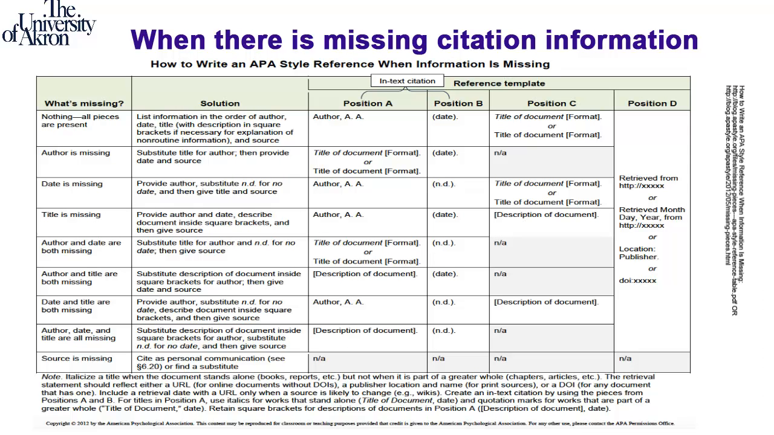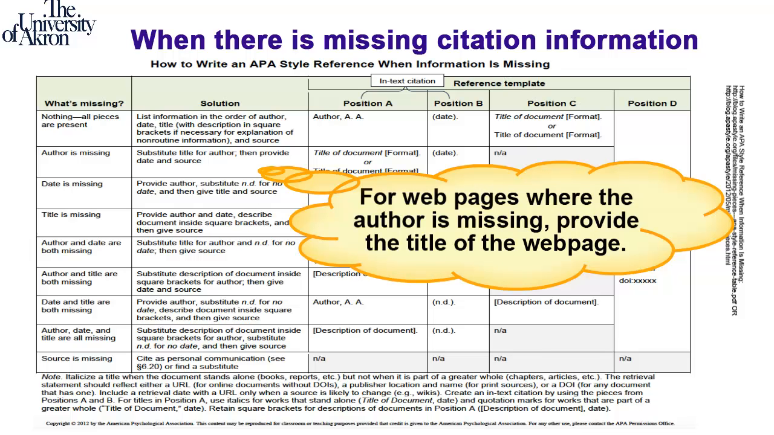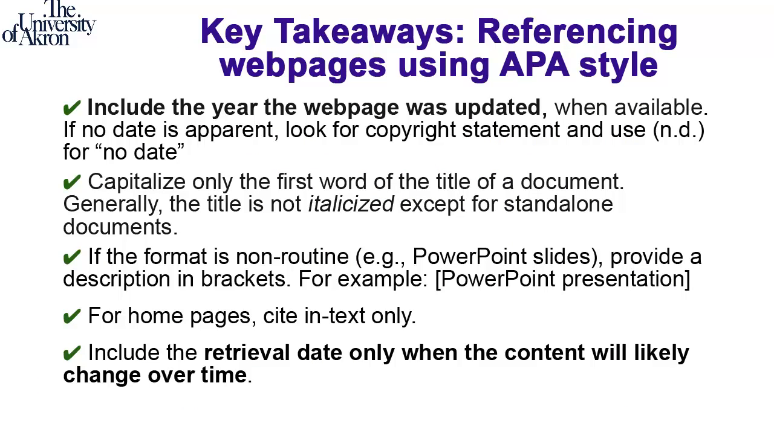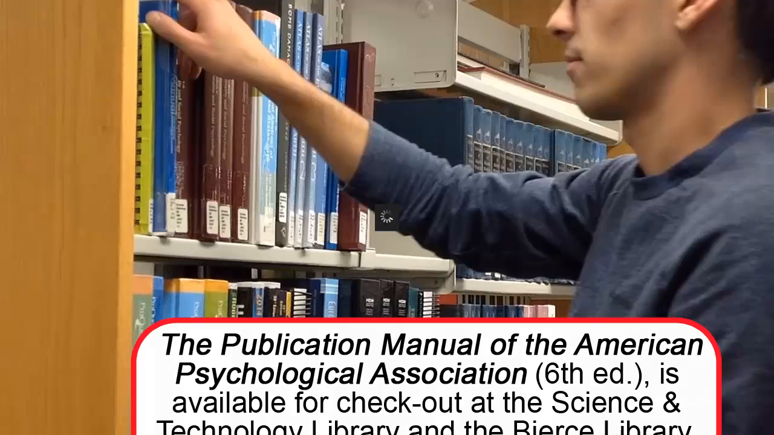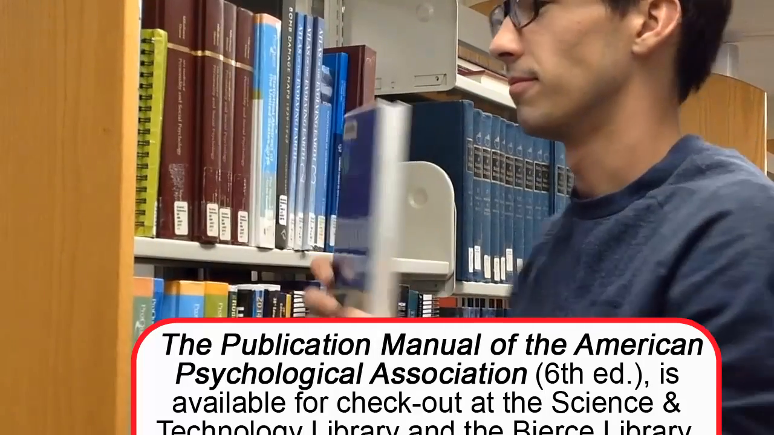APA has recommendations on what to do when citation information is missing. For example, if the author's name is missing, provide the title of the webpage. In summary, when citing web pages, provide the year the webpage was updated, if possible. Provide the retrieval date when the content changes frequently. Check out the APA manual at the library.